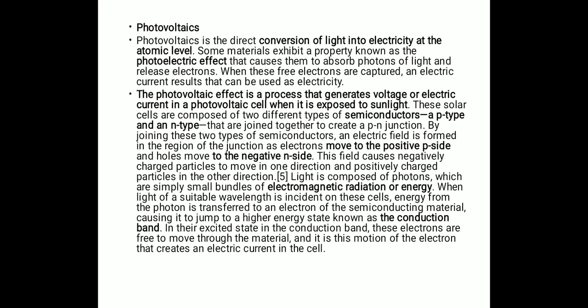Light is composed of photons, which are simply called bundles of electromagnetic radiation or energy. When light of suitable wavelength is incident on a cell, energy from the photon is transferred to the electron of the semiconducting material, causing it to jump to a higher energy state known as the conduction band. And in their excited state in the conduction band, these electrons are free to move through the material, and it is this motion of electrons that creates an electric current in the cell.